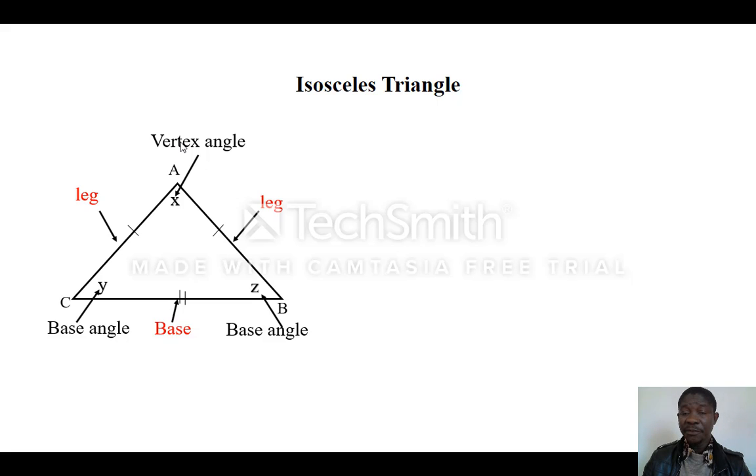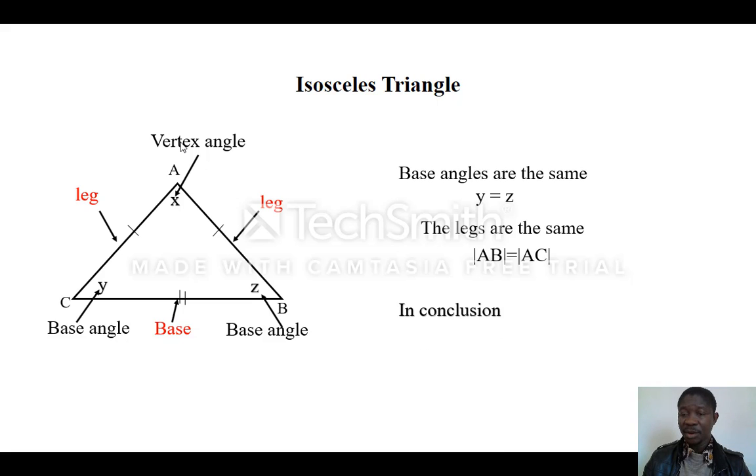Now, if this is our isosceles triangle, then the base angles are the same. If the base angles are the same, then angle Y is equal to angle Z. Again, if the legs are the same, then AB is equal to AC. In conclusion, for an isosceles triangle, two sides are equal and two angles are the same.